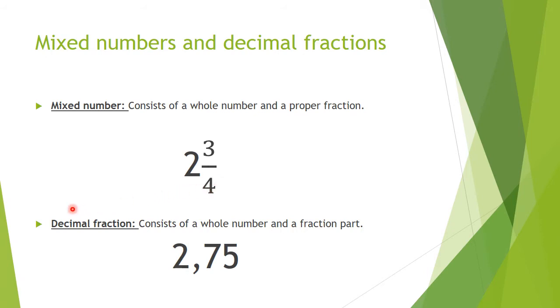A decimal fraction consists of a whole number and a fraction part as well. The 2 in front of the decimal comma is the whole number, and after the decimal comma we have 7/5, which is the fraction part.